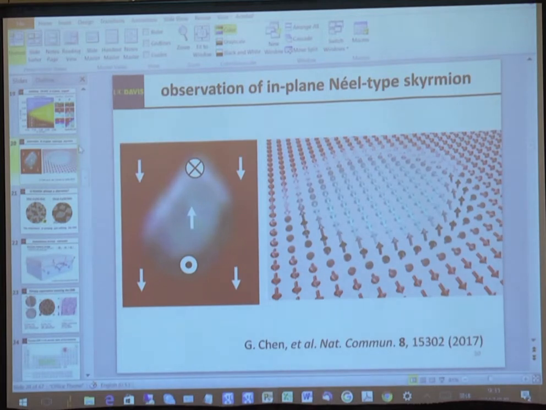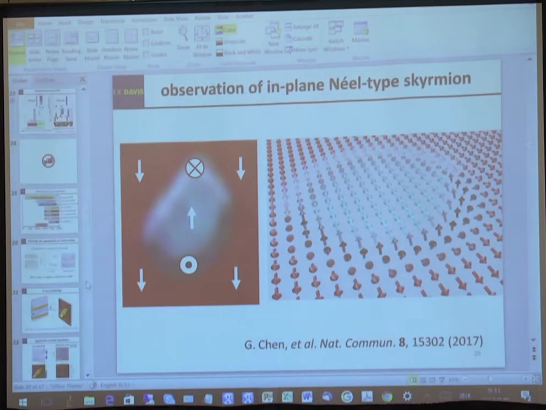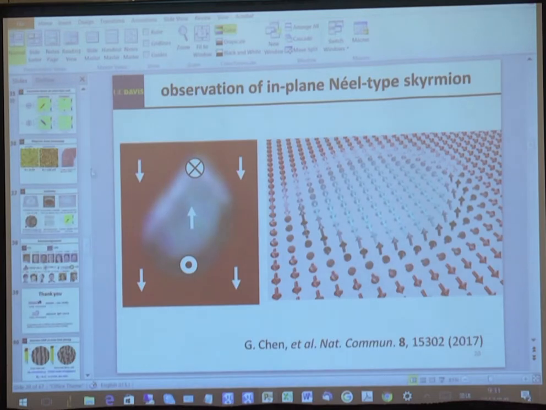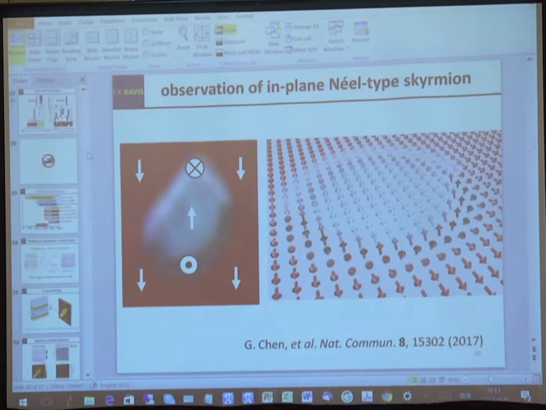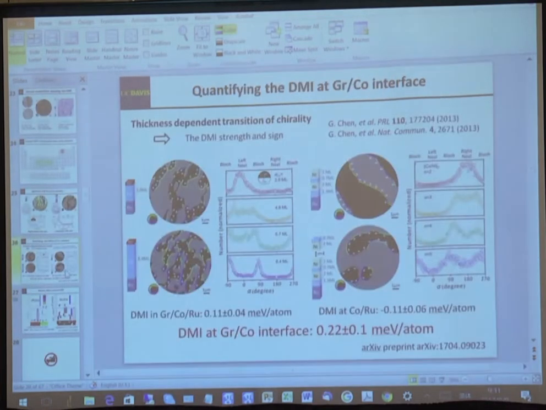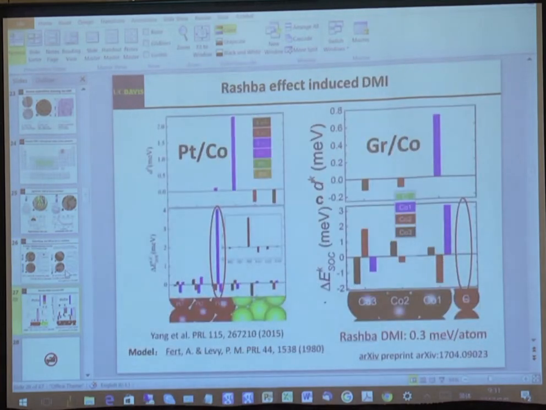But I would like to come to one aspect, the graphene. We all know that graphene has no spin-orbit interaction. The nuclear number, I think, Z is equal to 6. So you cannot generate any micro-eV, only micro-eV type DMI. Graphene cannot be the source of the DMI.